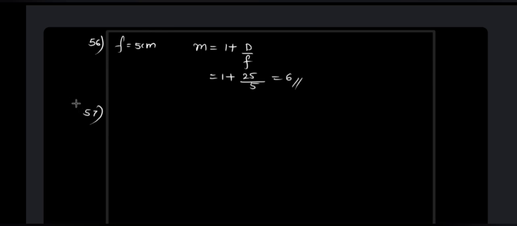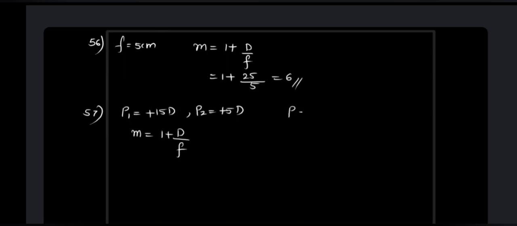A simple microscope is a combination of two lenses in contact, having powers of the two lenses P1 is plus 15 diopters and P2 is given as plus 5 diopters. Calculate the magnifying power of the microscope if the final image is formed at 25 centimeter from the eye. So final image is formed at least distance of distinct vision. So the magnifying power is given by 1 plus D upon F. So for that we require F, right? So we are given the two powers.